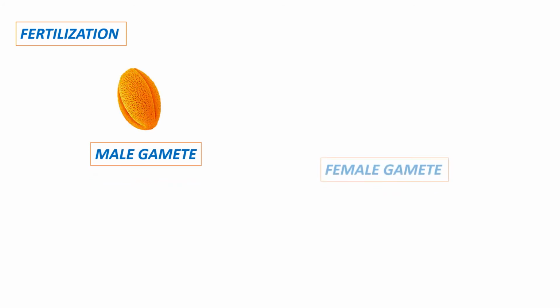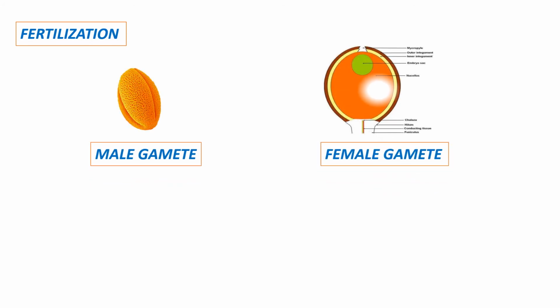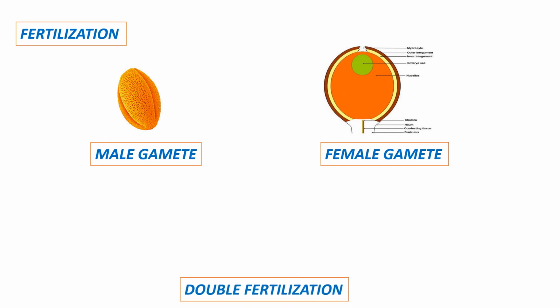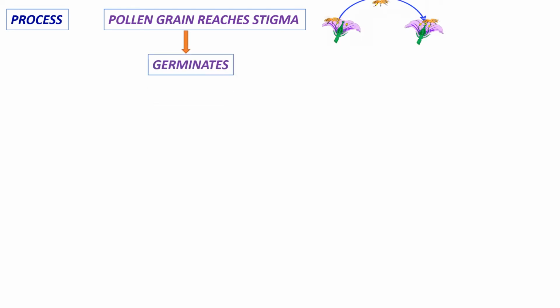The second step of reproduction is fertilization. Fertilization is the fusion of male gamete and female gamete. Fertilization in plants is often called double fertilization because it involves two fertilizations. Process of fertilization. As soon as the pollen grain reaches the stigma, it germinates. It germinates and produces a pollen tube.